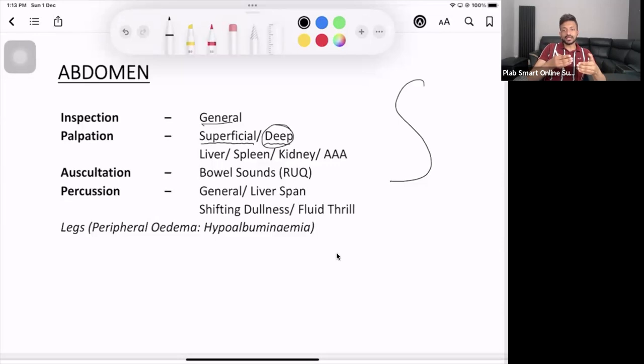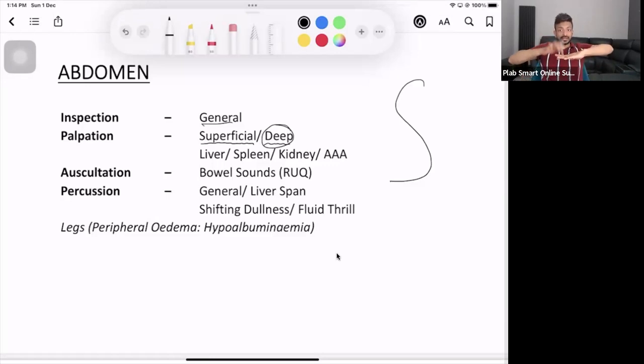Now the question is, are we going to move the patient away from you, or are you going to tilt the patient towards you? Remember one thing, in the UK, whenever we move the patient towards us. Because in abdominal examination, when you're checking for shifting dullness, you might have a very obese patient. If you tilt the patient to the other side, they might fall down from the couch. So make sure you always tilt the patient towards you.